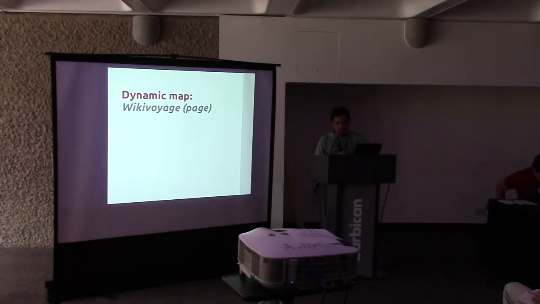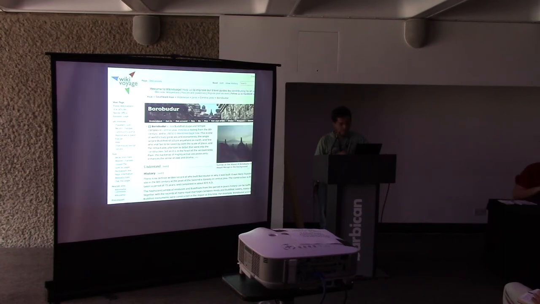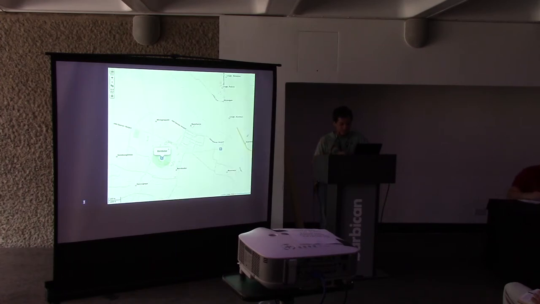Then you can also go to a full page dynamic map on Wikivoyage. There's a link on the upper right corner. You can click on that and you will be directed to a full page map view. And same thing, you have little icons or markers in the map showing the different places that are already described on the Wikivoyage article.